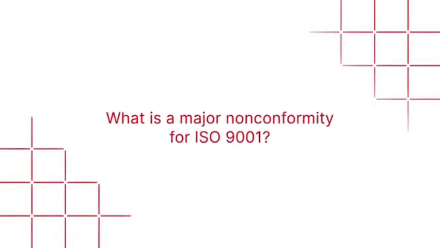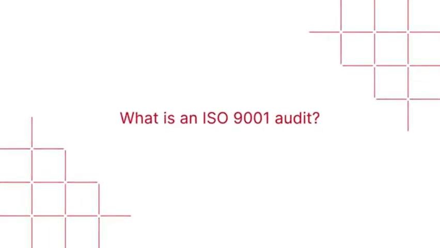What is a major nonconformity for ISO 9001? A major nonconformity is a significant deviation from the requirements of ISO 9001 that could impact the ability of an organization to meet customer or regulatory requirements. What is an ISO 9001 audit? An ISO 9001 audit is a systematic review of an organization's quality management system to ensure that it meets the requirements of the ISO 9001 standard.